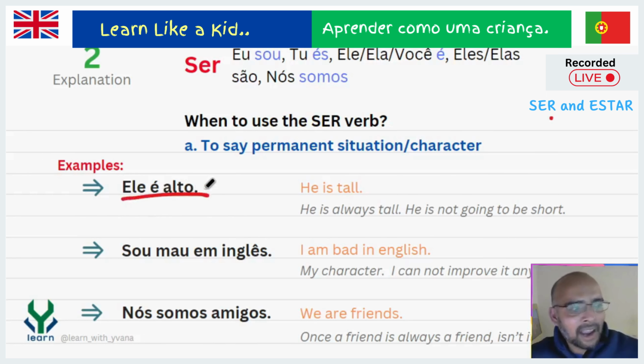"Ele é alto." Okay, I already told you that we don't learn only one thing, we always learn two or three things together. That's how we can speed up our learning.